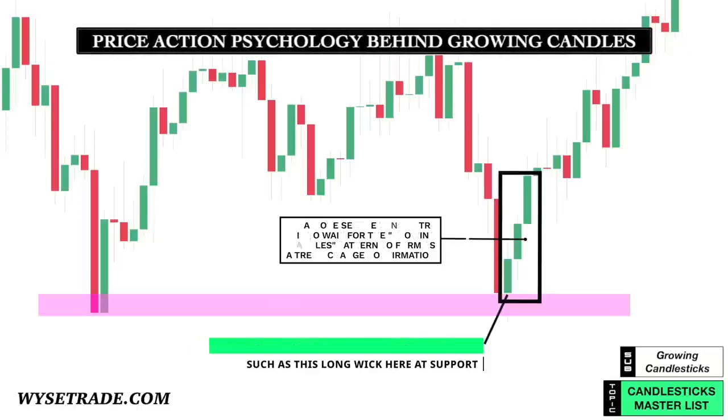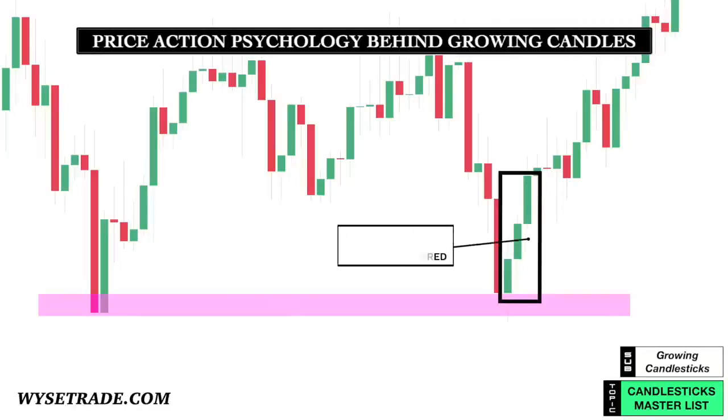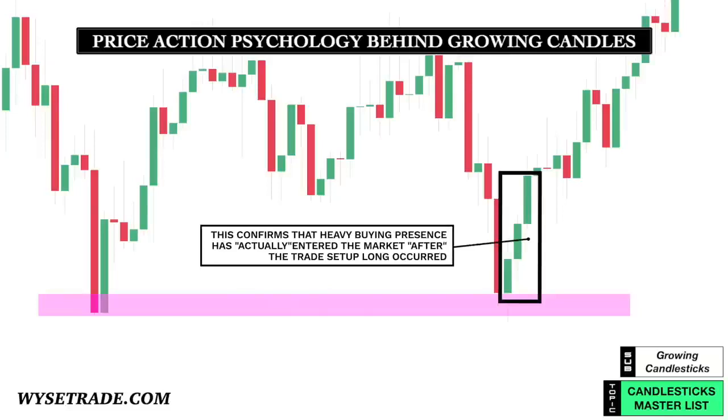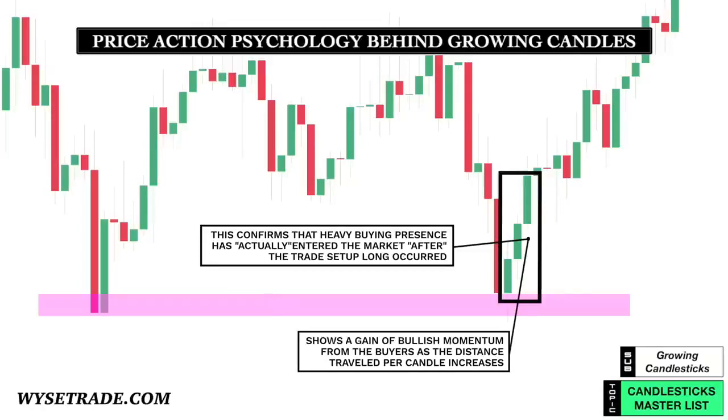So what is the price action psychology behind this? The pattern confirms that heavy buying presence has actually entered the market after the trade setup because it shows a gain of bullish momentum from the buyers as the distance traveled per candle increases.